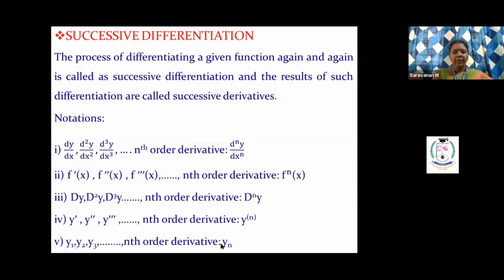And the derivatives are also expressed with a suffix. You'll be using this in numerical methods. We used to use y1, y2, y3, and so on. It is used in numerical methods. We used to write like that only. We won't write y dash, y double dash, all these. If it is y1, it is the first order derivative. Y2 means the second order derivative. So what will be the nth order derivative? Yn. So the nth order derivative, we can find by using the previous derivative value.